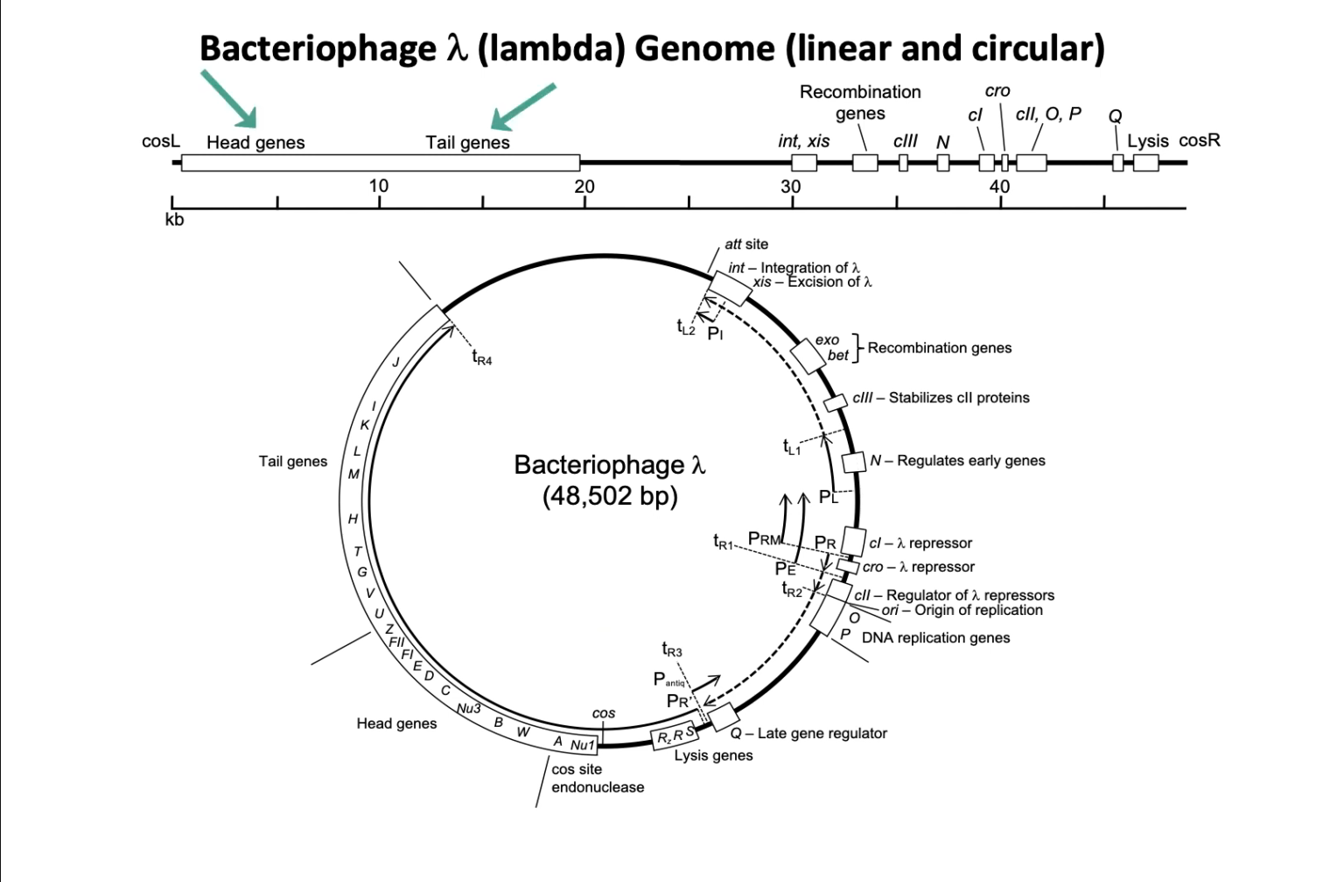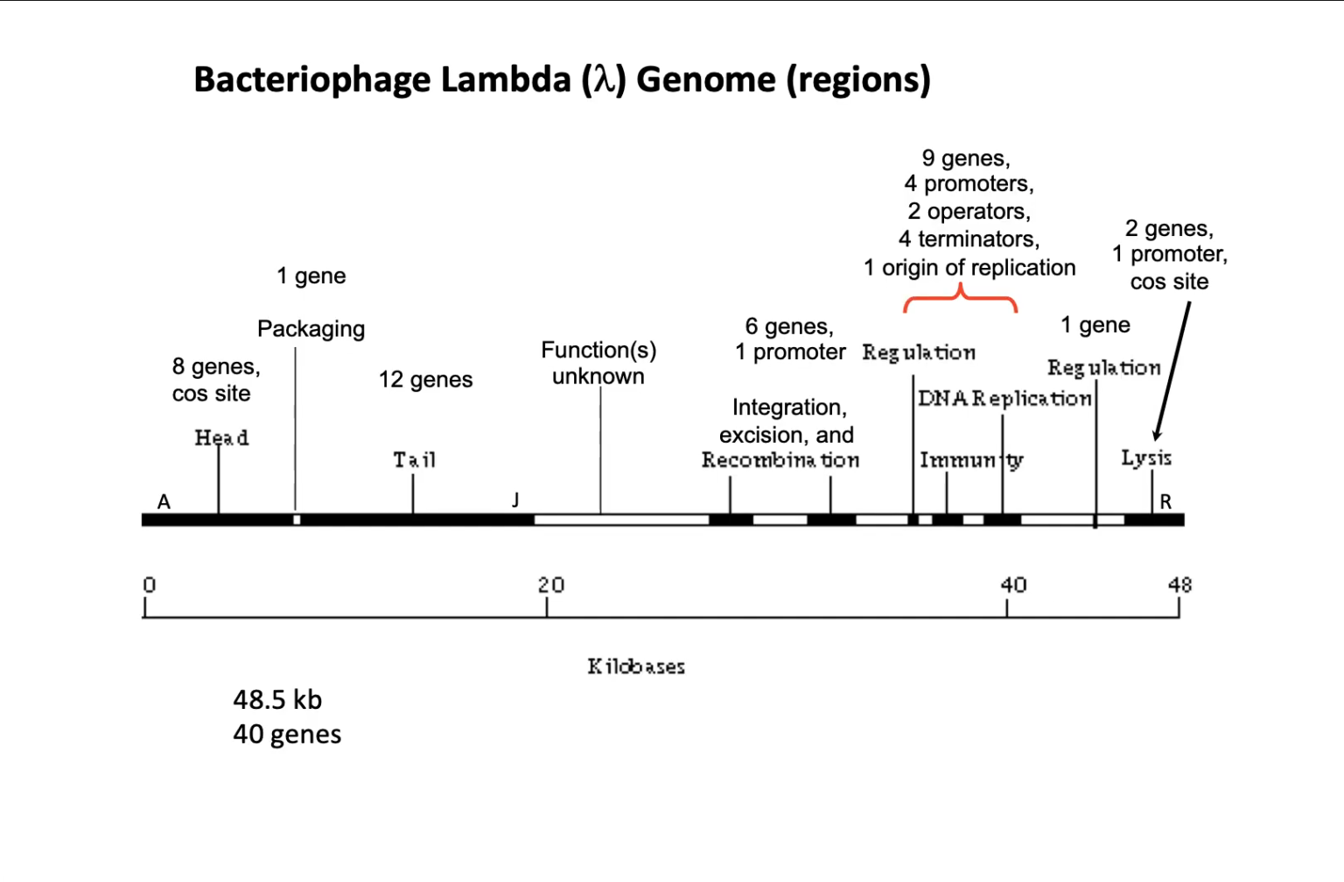So on the left-hand side, you see head and tail genes for making the particle. On the right-hand side is a lysis gene for lysing the cell at the end. And then in the middle, there are all these genes primarily for control of expression of those genes. So this diagram just lays that out and sort of groups things so we can talk about them a little bit. The genome is 48.5 kilobases in length, containing 40 genes.